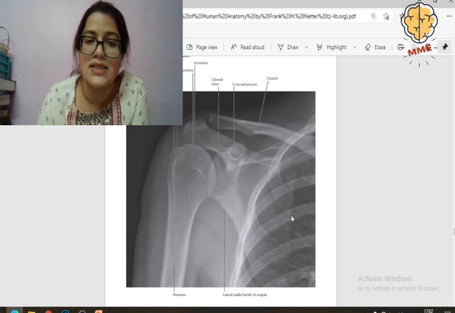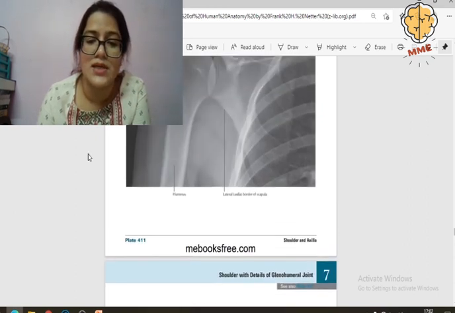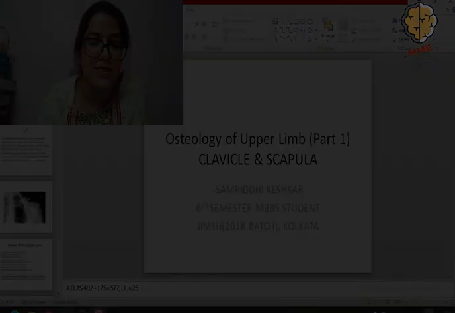Now you can see in this X-ray, what can we see? This is the clavicle. This over here is the coracoid process. This is the glenoid fossa, as you can see. The acromion, head of the humerus, and the tubercles, which I have not taught you now. So just see these parts that I have shown you. So that was it for today's lecture.